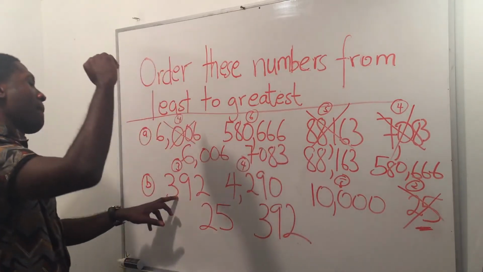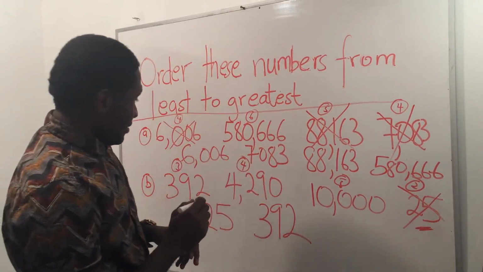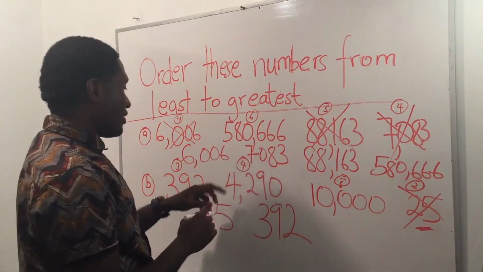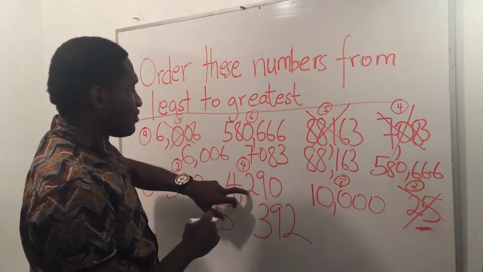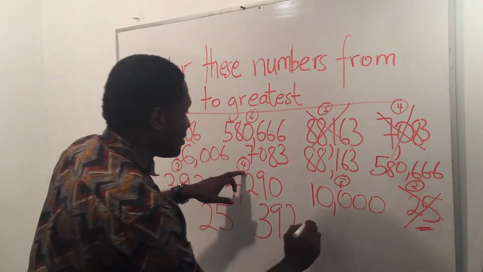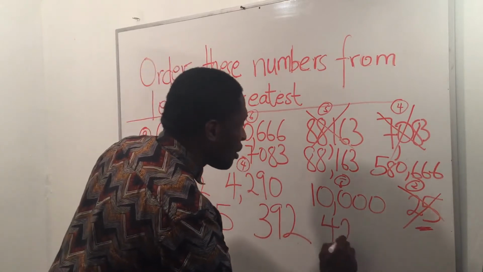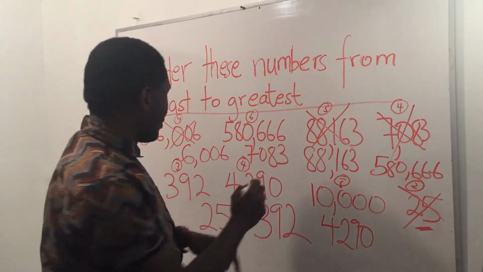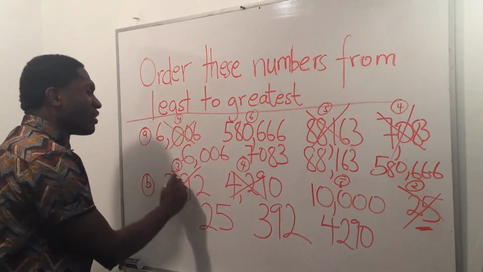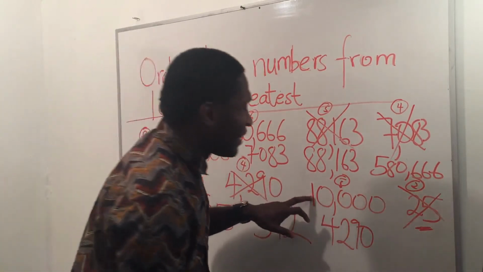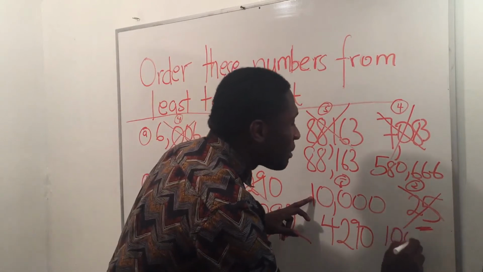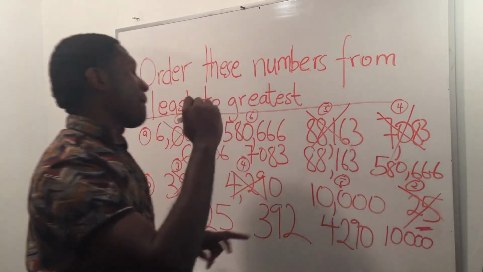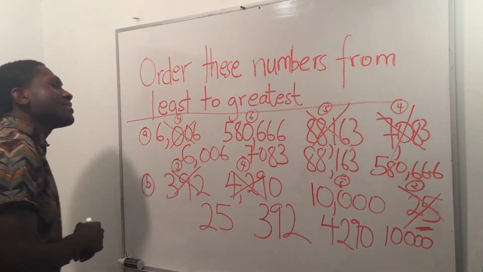392. The next fewer digits is what? 4,290. It has 4 digits. So 4,290. And the last one, let me just cancel these so I know I'm done. The last one is what? 10,000. So I got my 10,000. And that's it.